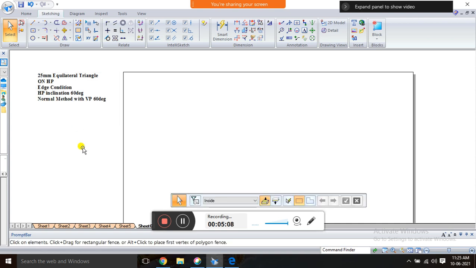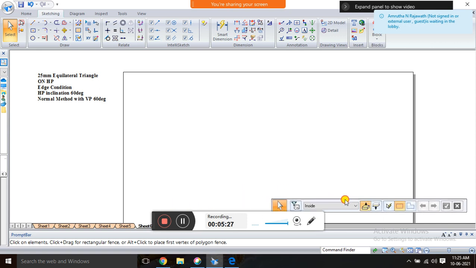In every problem you have to write like this. First you have to identify which plane, second resting on HP or VP, here it is on HP, and third, edge condition. In the first position HP and second position inclination to HP we already discussed in our earlier class, and normal method.